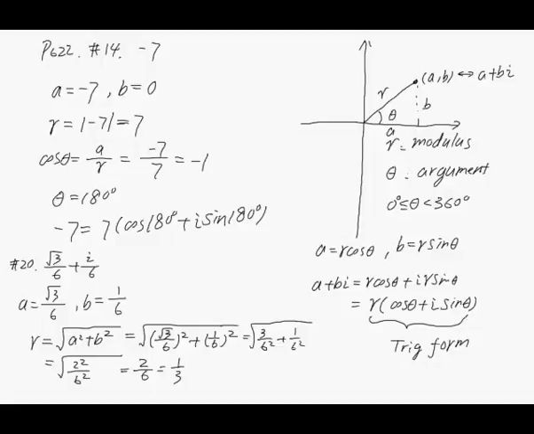Now, let's try to get the argument. So the argument: cosine theta is equal to A over R, and A is equal to root of 3 over 6, and R is equal to 1 over 3. Now, you multiply both the numerator and denominator by 6. So this 6 and this cancel, you have the root of 3. And 6 divided by 3, you have the 2. So you have the root of 3 over 2.